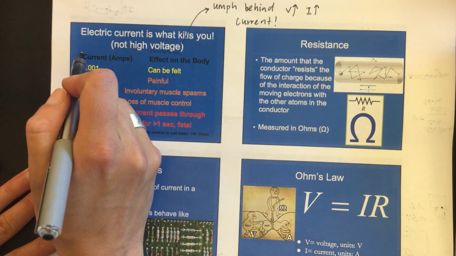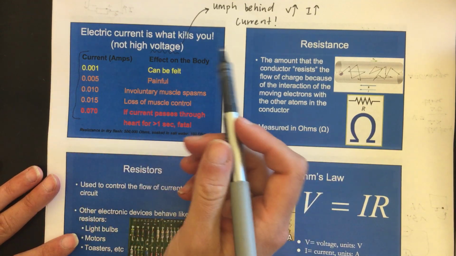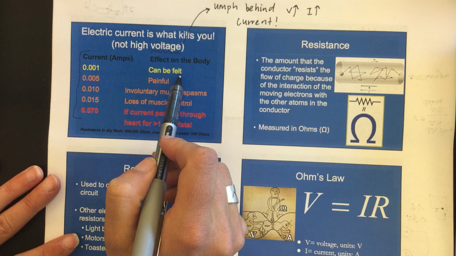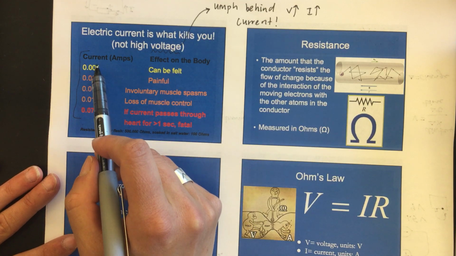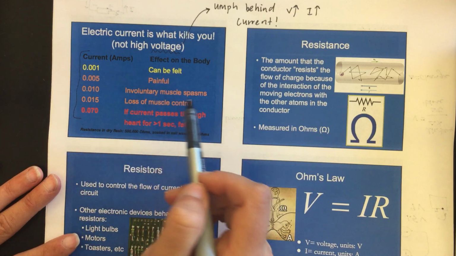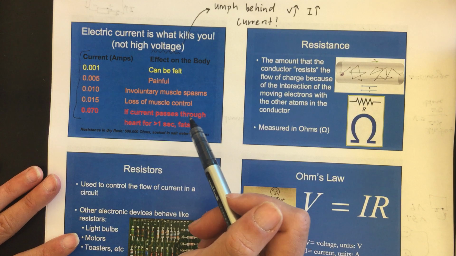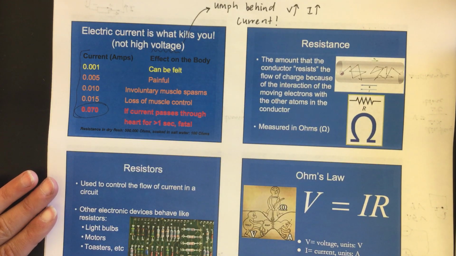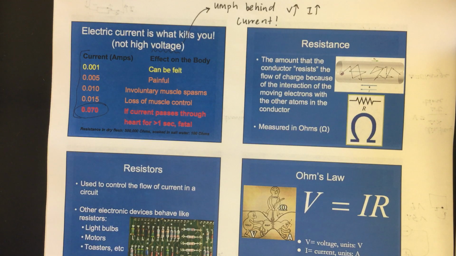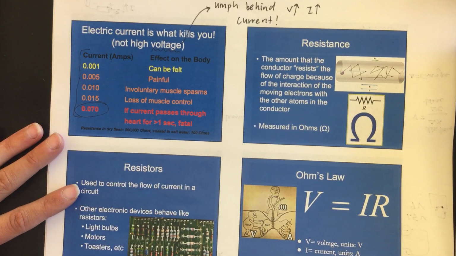So these are just some different currents that if put on in your body, you'll feel. So this would be like feeling a shock. You can start to feel pain as it increases, but look how small these are. Muscle spasms, loss of control, like seizures. But if you have a current of just 0.07 that passes through your heart for more than 1 second, that will kill you.